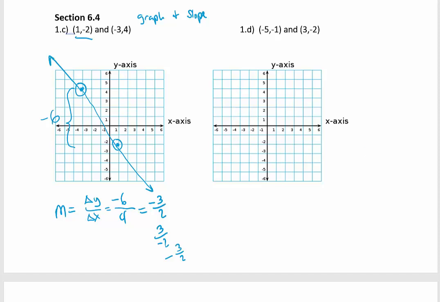All right, 1D. So let's go ahead and sketch this graph. So the first point here, -5, -1. So we'll go -5 in the x direction, right here, and then -1. The next point, sorry, is +3, 1, 2, 3 in the x, -2 in the y. So let's go ahead and sketch this guy out here.